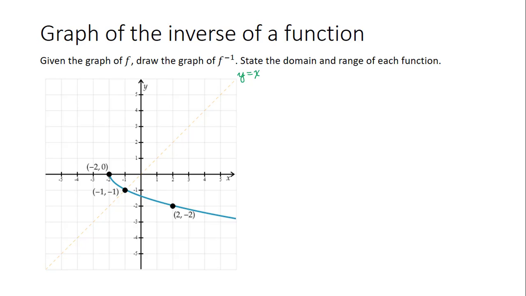A function and its inverse are related because the x and y coordinates are interchanged. To draw the graph of the inverse, if you know the function, you're going to interchange the ordered pairs. The ordered pair (-2, 0) on the inverse function would be (0, -2). The ordered pair (-1, -1), when we interchange that, actually stays (-1, -1). So that stays on the graph of our inverse. (2, -2) interchanged becomes (-2, 2).